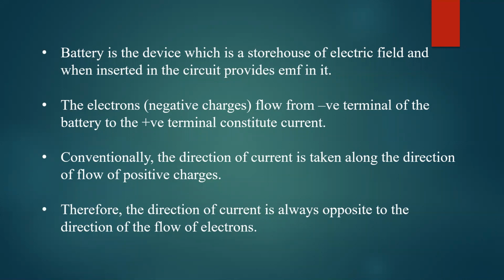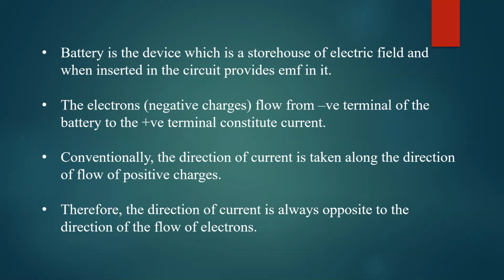So just to observe, a battery has a positive terminal and a negative terminal. What happens? The electrons flow from the negative terminal of the battery to the positive terminal of the battery when there is a conducting path, and that constitutes current. When electrons move from the negative terminal of the battery to the positive terminal through a conductor, that is called current.